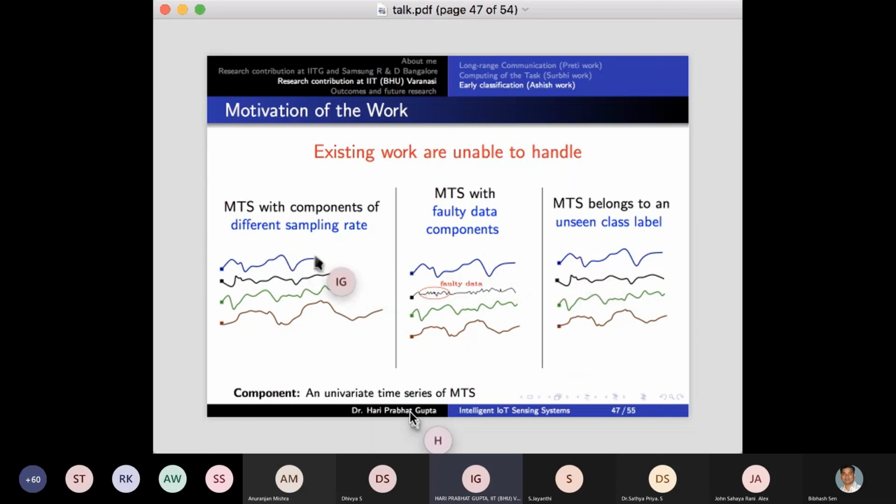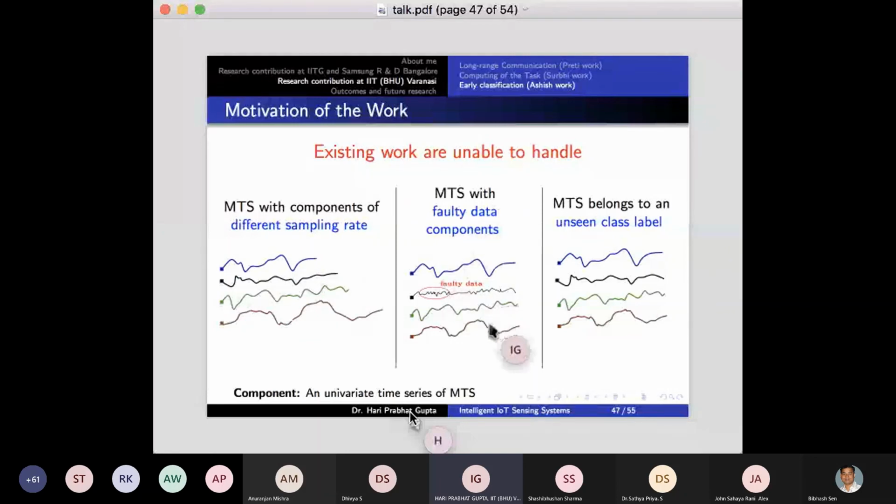One is that there is no work for different sampling rates. Some existing work on early classification assumes that if I have 3 sensors, all 3 sensors use the same sampling rate. But practically it is not true. Take the accelerometer, gyro, and compass, for example; say we consider 3 IMU sensors. All 3 IMU sensors have different sampling rates, but people are assuming the same sampling rate. In this work, we consider different sampling rates.